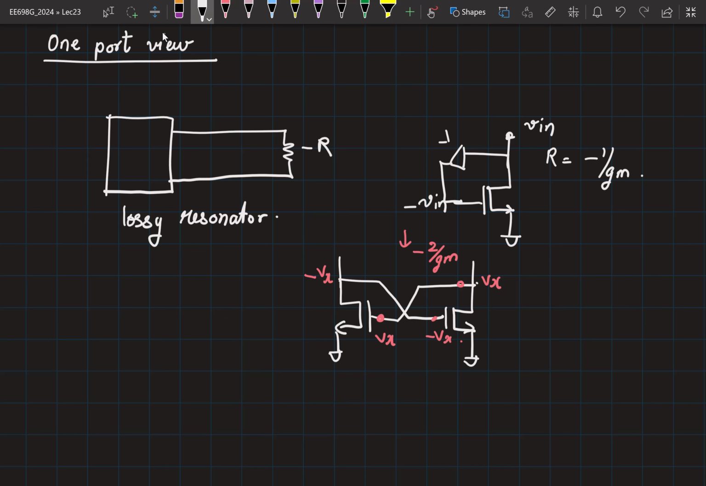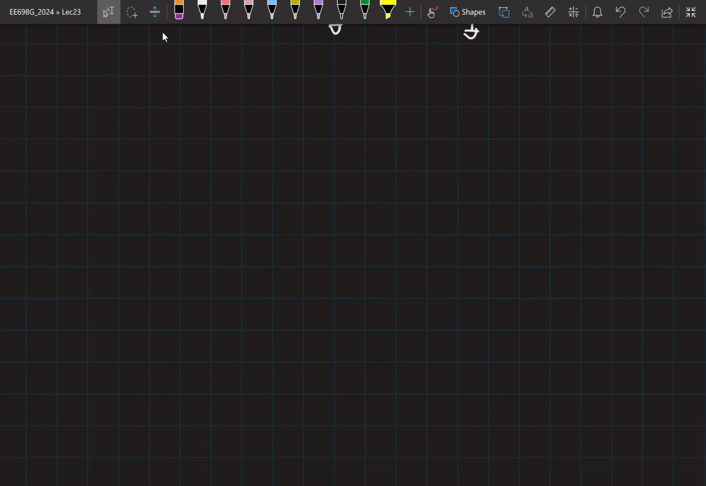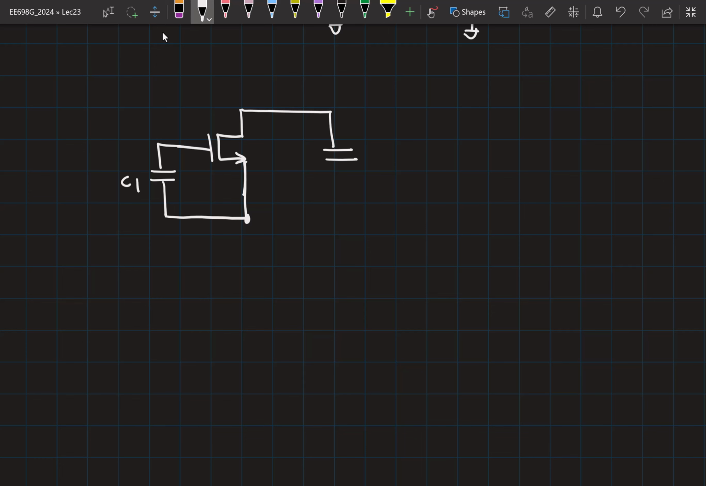Now, another interesting circuit that gives you negative resistance is the circuit I sketched on the board. So, can you calculate Z of j omega? You have, let's say, a capacitance C1 connected between the gate and the source. Another capacitance C2 connected between the drain and the source. And you are interested in the Z of j omega looking in like this.